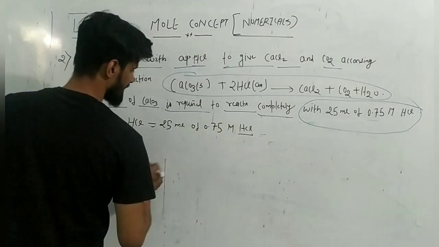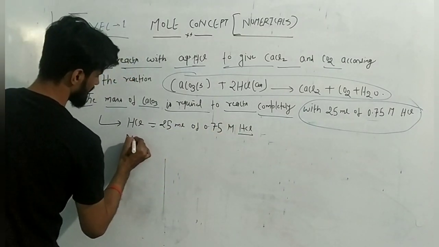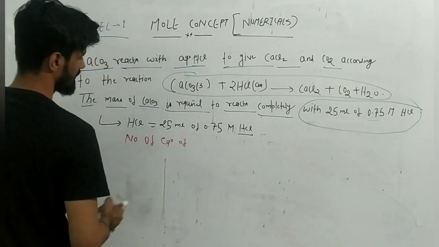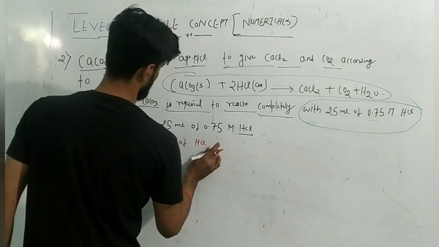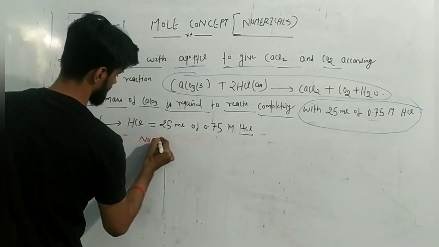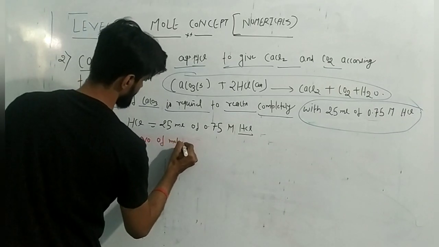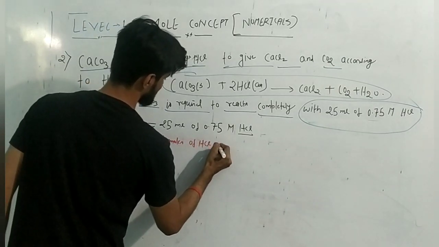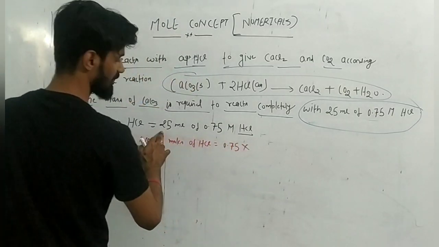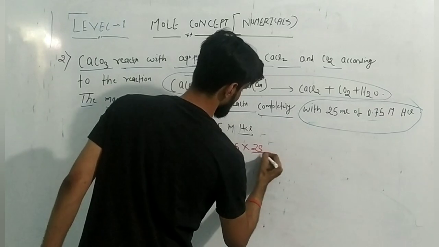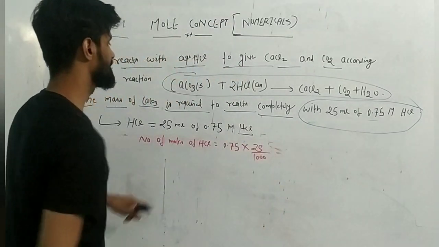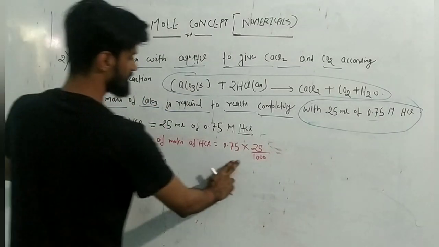So I am calculating the number of equivalents of HCl, or the number of moles of HCl. Just go through the moles basis. So number of moles of HCl is equal to molarity into volume, 0.75 multiplied with volume. Volume is in milliliters, so just convert it into liters by dividing in this way. So you will get this one. Now you have calculated the number of moles of HCl.